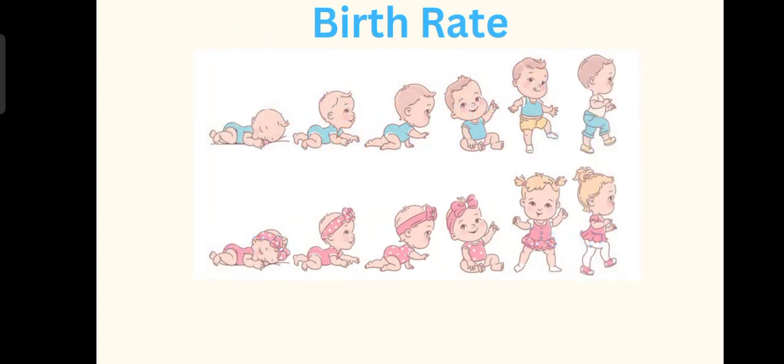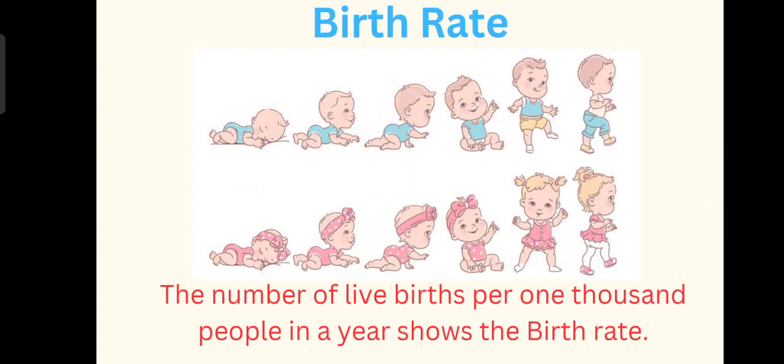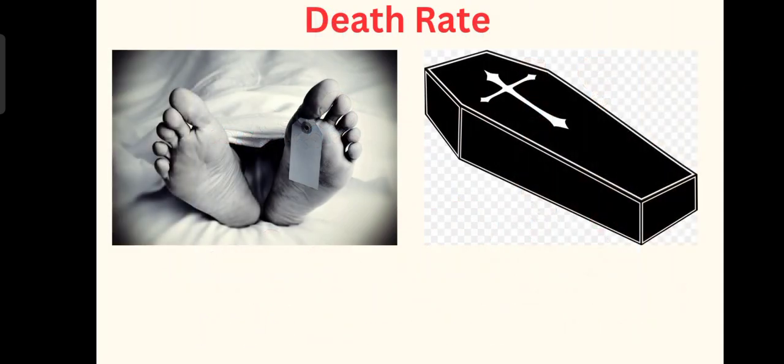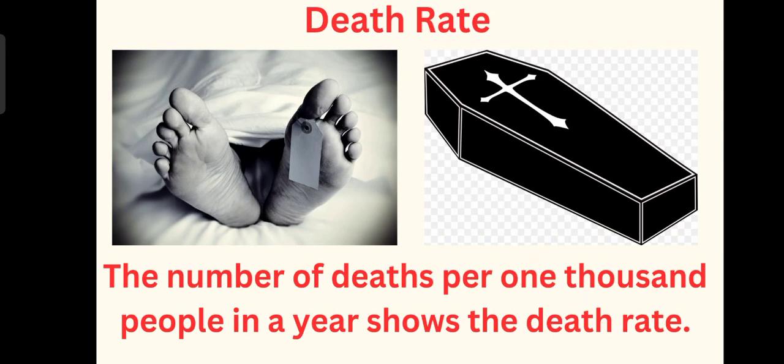Yes, so birth rate is nothing but the number of live births per 1000 people in a year. Again, as we know, the death rate is completely opposite, which means the number of deaths per 1000 people in a year which takes place.